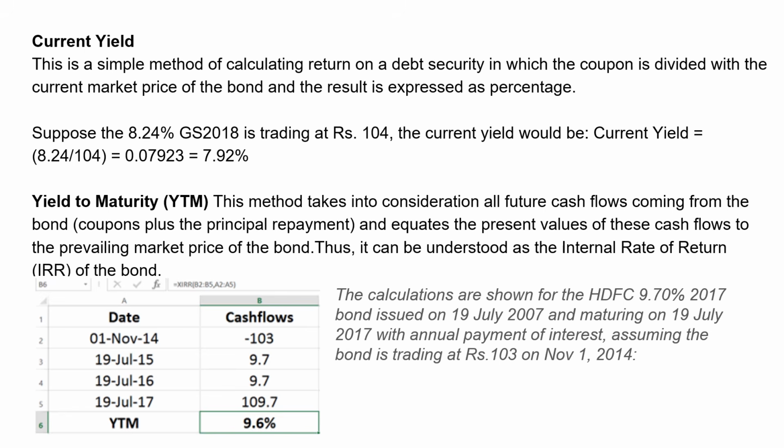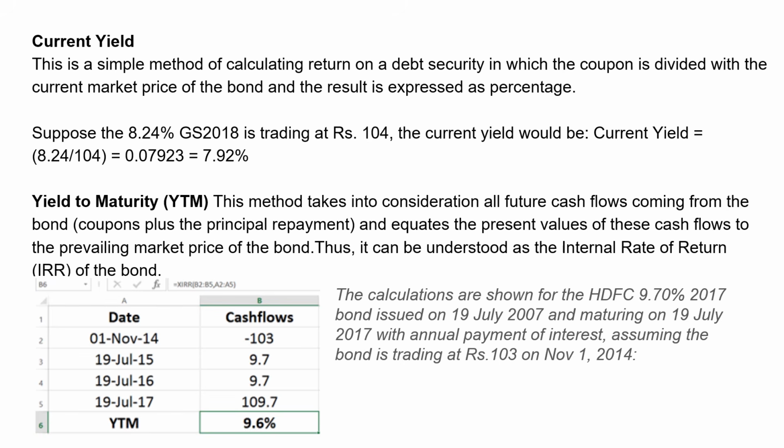Let's understand with an example. You have a bond whose coupon rate is 8.24% for 2018, and it is trading at 104. The current yield is easy to calculate. What you need to do is 8.24 divided by the market price, which is 104, and that will give you a figure of 0.07923, which you multiply by 100 and you get 7.92%. That is what the current yield value is. So this is a simple method of calculating the return of the debt security in which the coupon is divided by the current market price of the bond and the result is expressed in percentage.